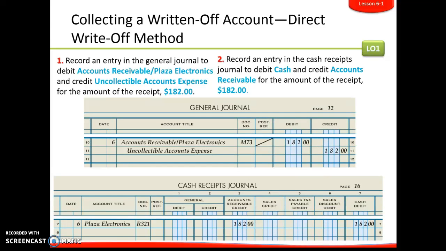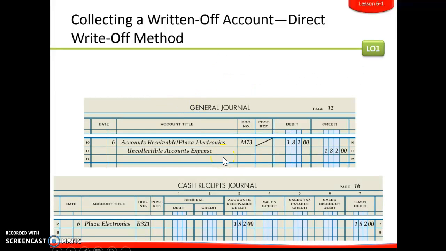Okay, collecting a written off account, direct write-off method. So in this instance, what happens, we've seen this before, is we might write off the account and for some reason they end up actually paying us. So now what we need to do is reopen their account and then pay it off. So there's actually two things that we're going to be doing. Number one, it shows us here, we're going to record an entry in the general journal to debit accounts receivable, Plaza Electronics, and credit uncollectible accounts expense for the amount of the receipt of 182.